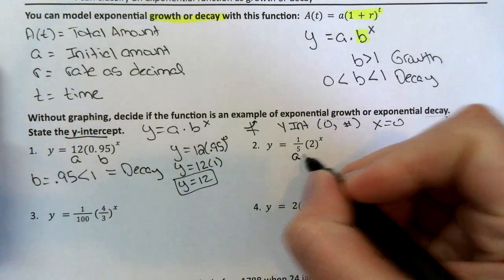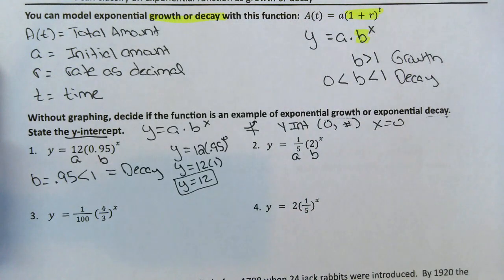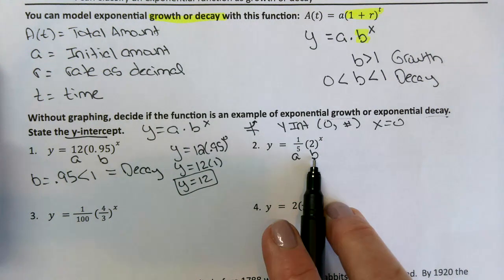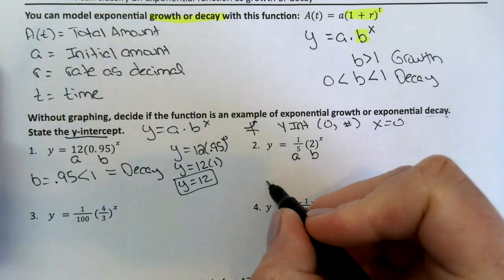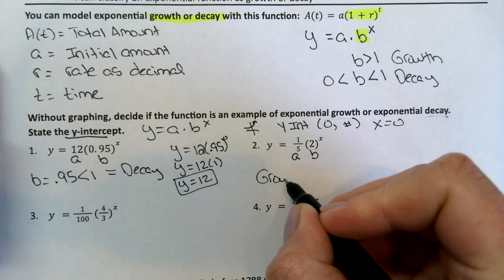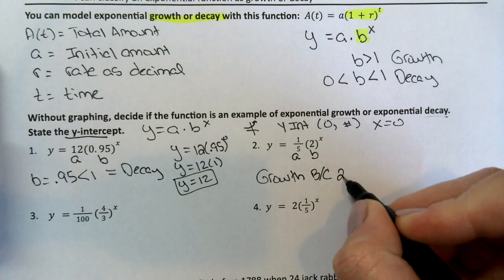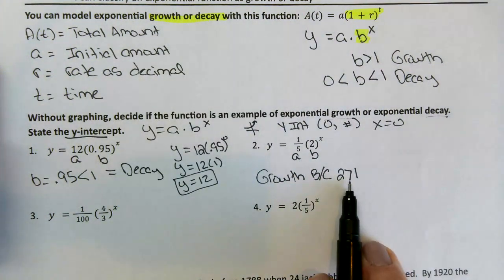All right, so the next one. There's my A, and there's my B. If B is 2, and 2 is a number that's bigger than 1, I know that I have a growth function because 2 is bigger than 1. That's a greater than sign, by the way.